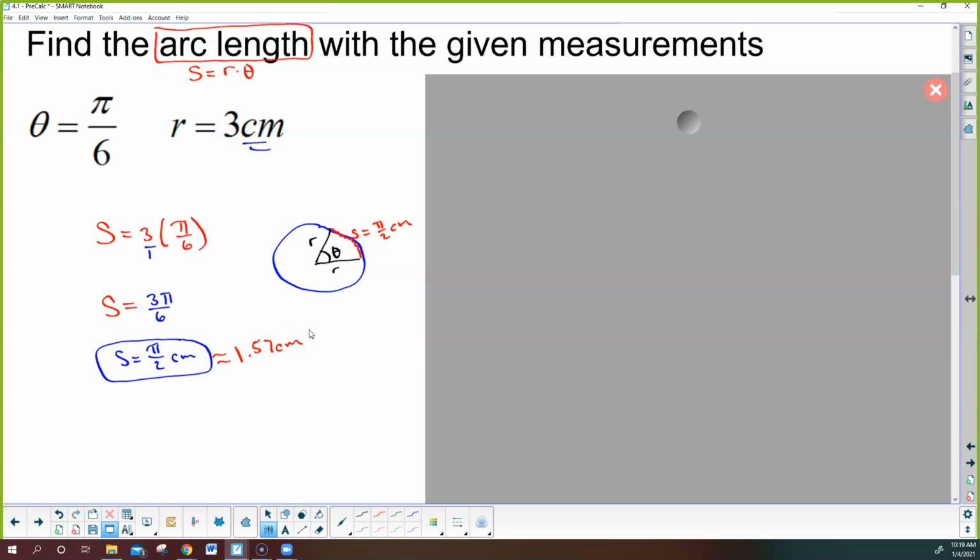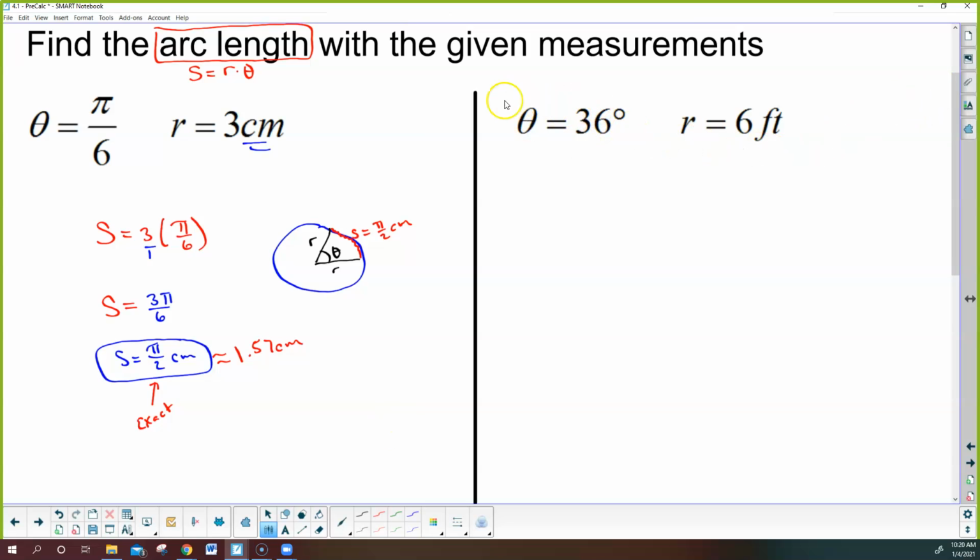That means that the length of this part of the circle is 1.75 centimeters, but we want the exact measurement versus the rounded. All right. Now notice the difference here. This is the only spot that students get in trouble with. They see theta, they see the radius, and they think, cool, I'm just going to multiply them together, and they're going to get their answer. Well, we have a small problem here.